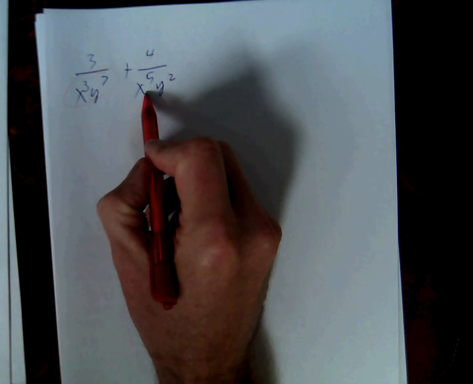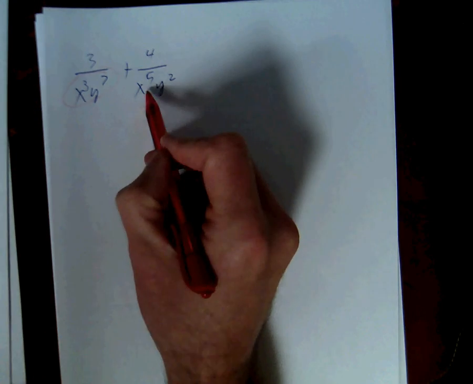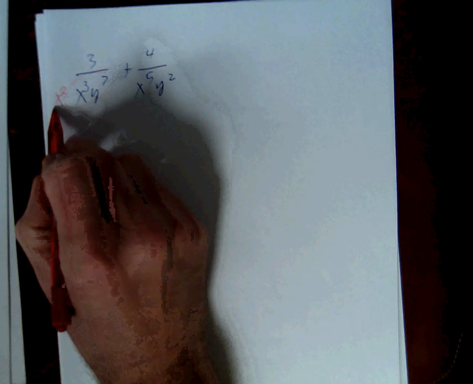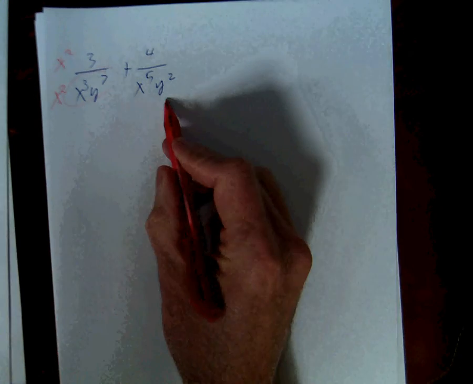So I want 5 x's. So if I want 5 x's, I need 2 more x's. So I'm going to multiply so that I have the same number of x's in my denominator. Now the rules are the same. Whatever I do to the bottom, I have to do to the top, and so I have to do an x squared. The same thing happens with my brother.